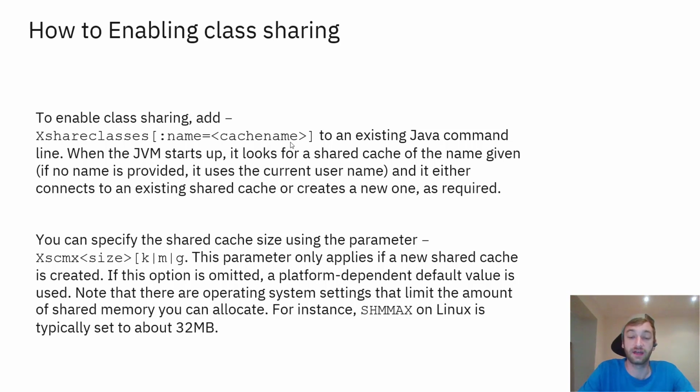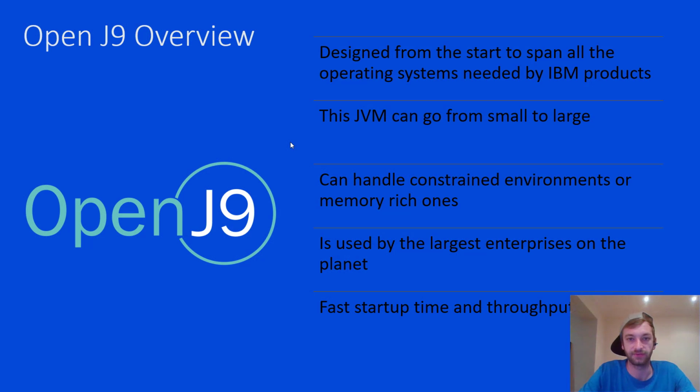But all you need to do is enable that, do a cold start, shut the server down, do it again, and you should see the performance benefits. So again, OpenJ9, this was IBM's Java for a long time, and it's run by a lot of enterprises around the world. It can go small to large. It's really good at constrained environments and memory-rich ones. And basically, it's got really fast startup time and throughput, and that's what we want on the cloud to save money, and something that's a bit more relatable to us developers, energy.